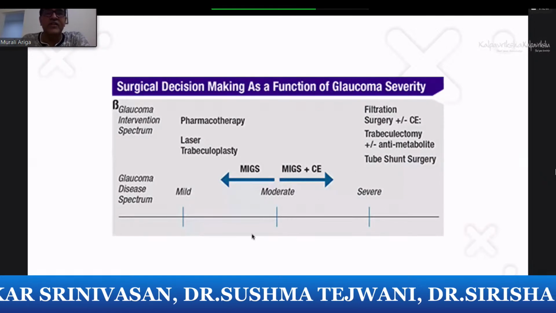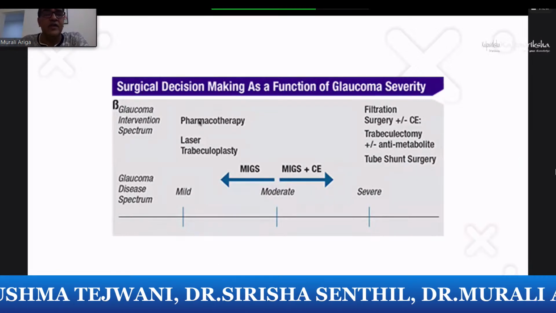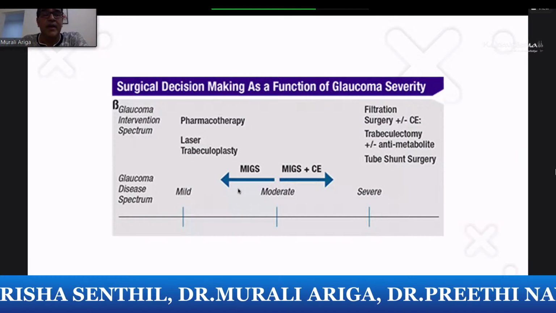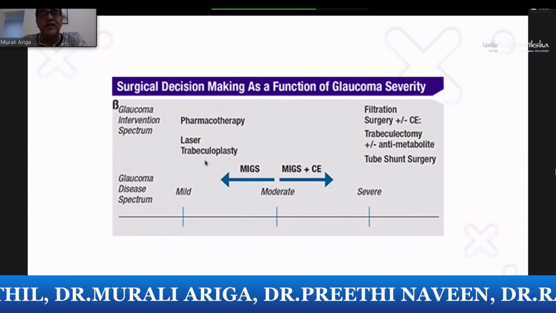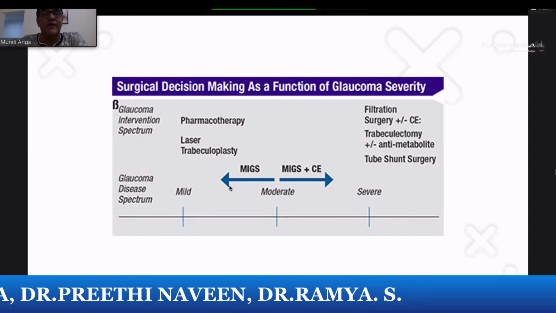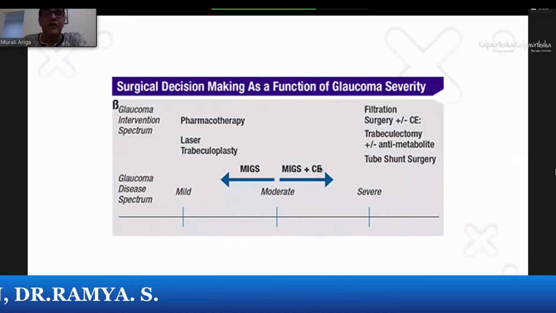As far as surgical decision making for glaucoma severity is concerned, initially we would generally all start off with pharmacotherapy, with medication for mild glaucoma. Some of us would consider laser trabeculoplasty, SLT, and so on. MIGS can be considered when you have mild glaucoma and the patient does not want to use medication. MIGS can also be combined with cataract surgery in mild to moderate glaucoma. But for advanced glaucoma, you would not expect MIGS to be effective.